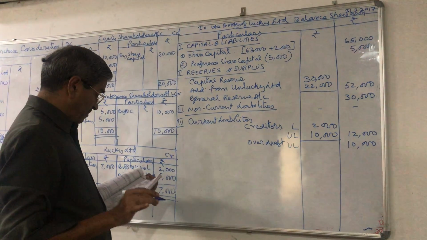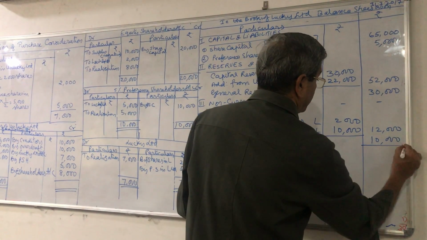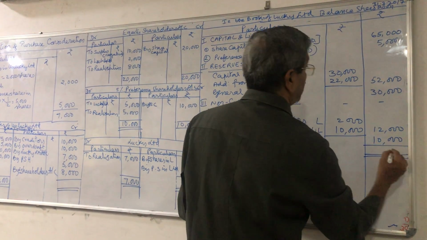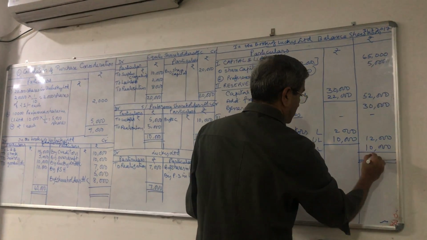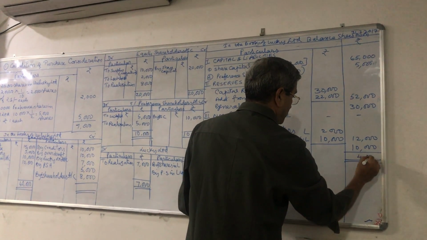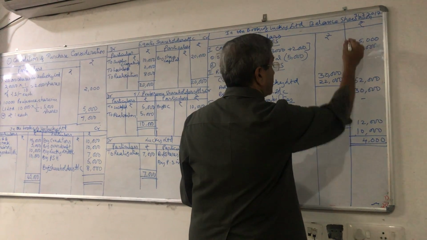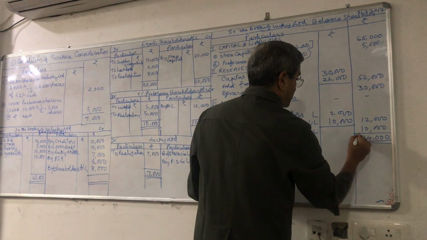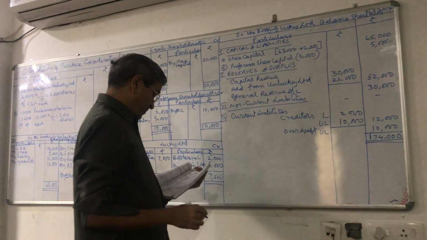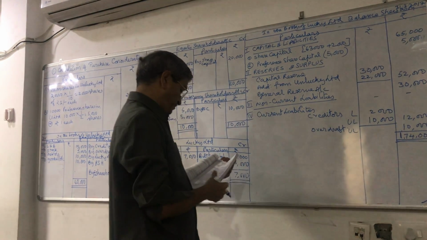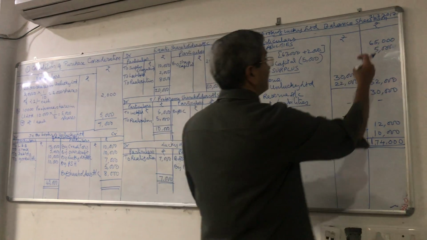This completes the liabilities. So when you add them, you get total liabilities, 1,74,000, is the balance sheet we got. Is it so?